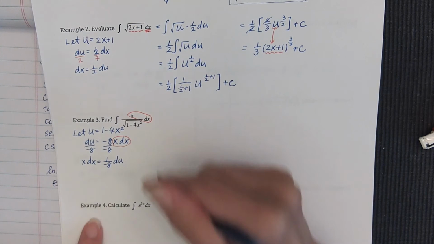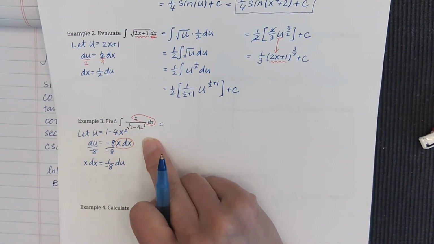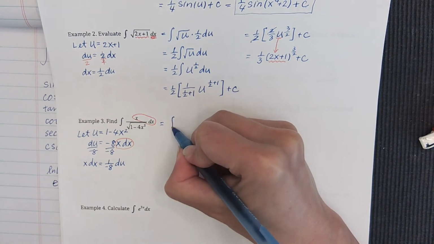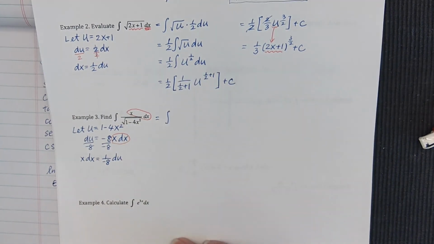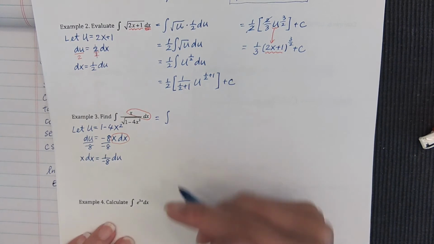Now, can you change everything to u? These questions have to be everything in u. If you change it to u, it will be the u sub. Would it be u over radical u?